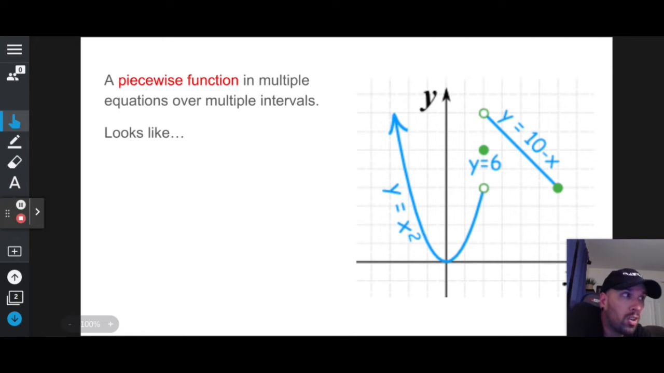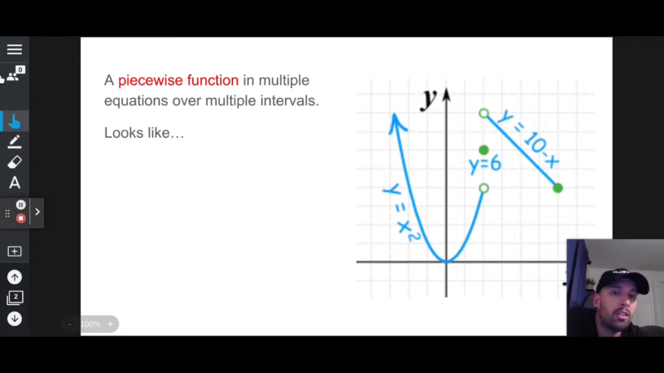Piecewise functions are kind of what they sound like. You take a nice big old graph, like the one you see right there, and you break it into a bunch of pieces. So they're not usually continuous, but they're functions.